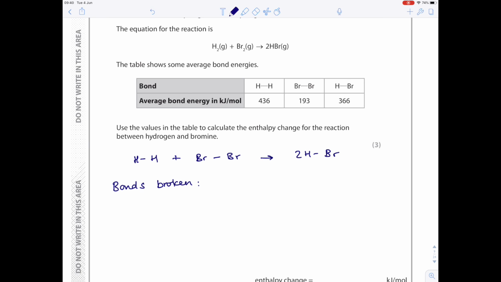So I can see that that's H-H. So there's one of these plus one of these, which is 193. And when I pop that into my calculator, I get 436 plus 193 gives me 629.